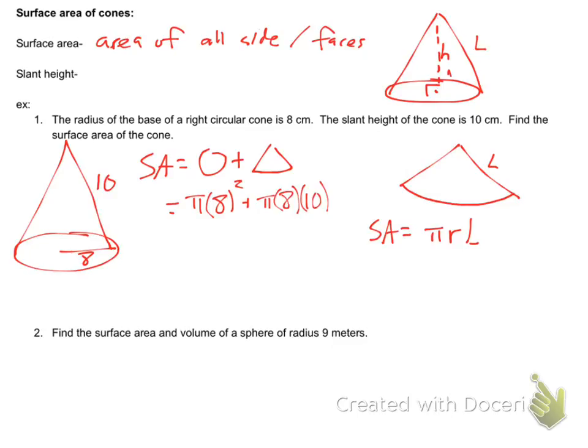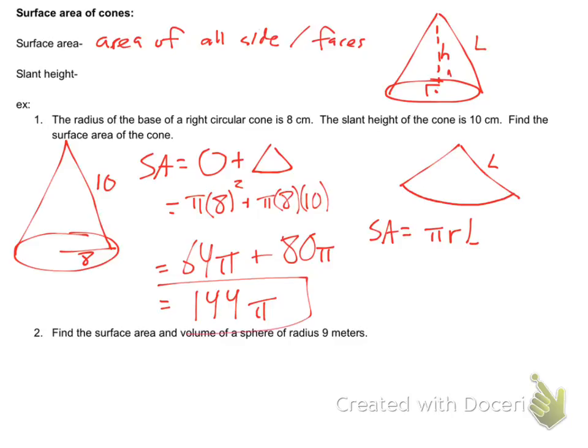You're not having a note card on your quiz. So, 8 squared is 64 pi, plus 8 times 10 times pi, which is 80 pi. 64 pi plus 80 pi is 144 pi.